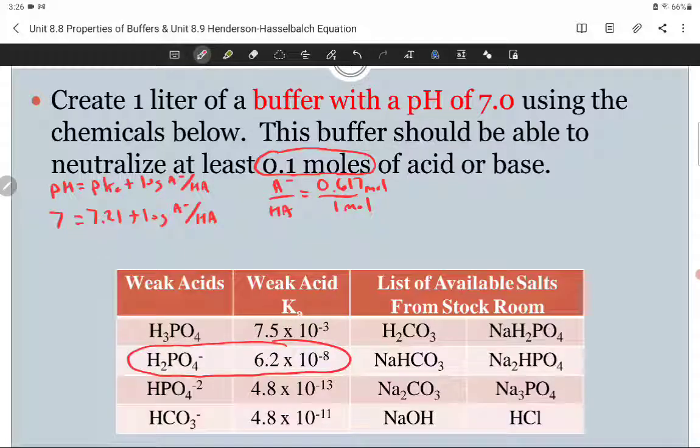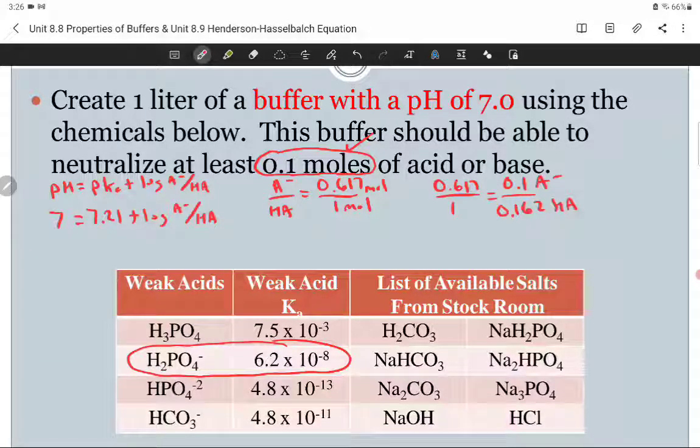So I'm going to set up a proportion here. 0.617 divided by 1 equals, I would want this number to satisfy my question, 0.1, and then I don't know what this is, so I would just have to solve for that. And when I solve for that, that will come out to be that. So 0.617 to 1 is the same thing as 0.1 to 0.162. So this is my A minus and this is my HA.